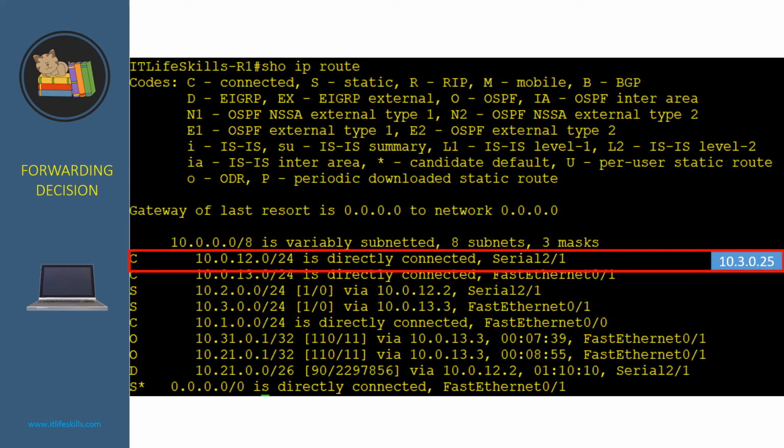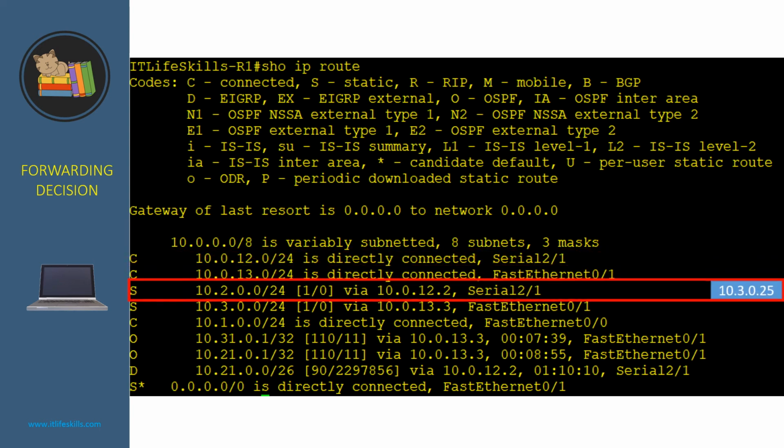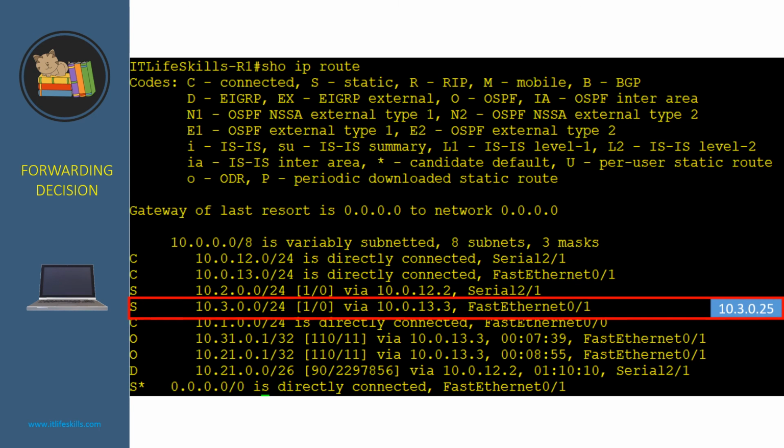Therefore, it repeats the same action on the next route entries until it finds a match on this route. It skips all the routes after this entry and immediately follows the instruction to forward the IP packet to the next hop IP address 10.0.13.3 via the outgoing interface FastEthernet 0/1.